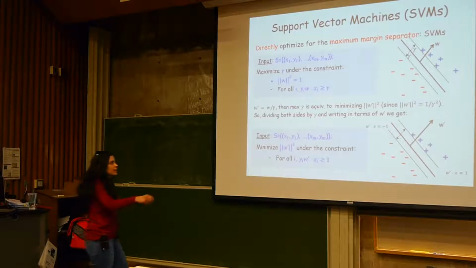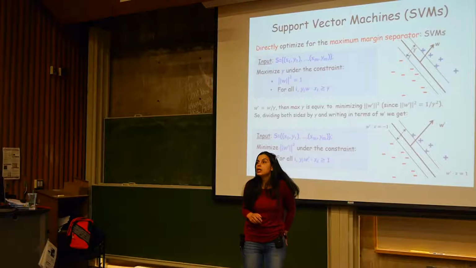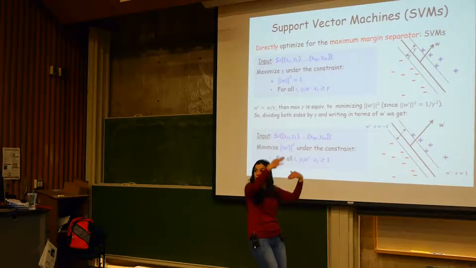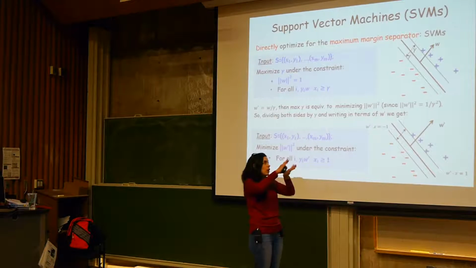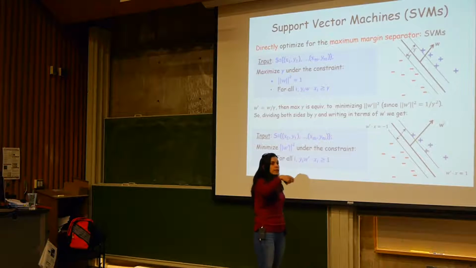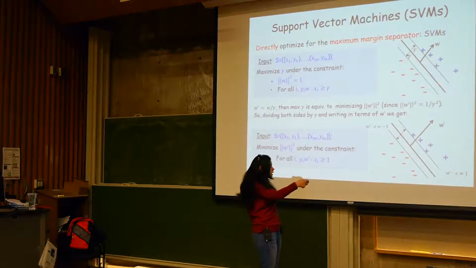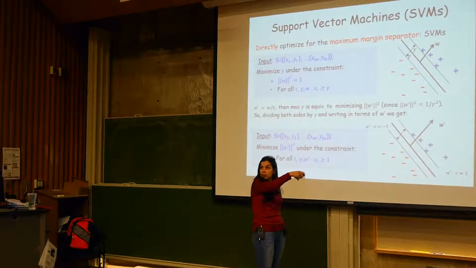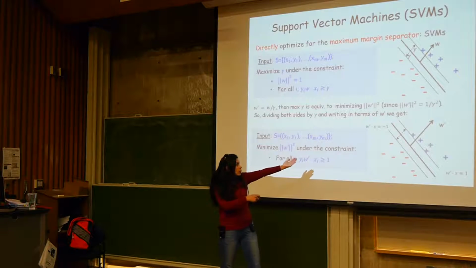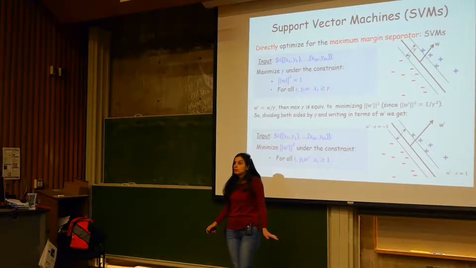And pictorially, this is a picture associated to this optimization problem. So now I'm trying to find the normal vector W prime. I'm trying to minimize the norm of W prime, but I also want to ensure that all the positive examples are above the plane specified by W prime dot x equals 1, and I want all the negative examples to be below the plane specified by W prime dot x equals minus 1. Okay?